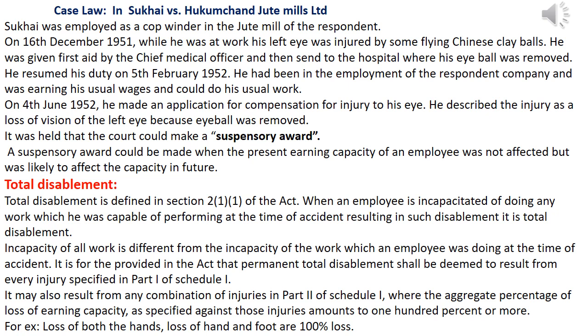So if there is a loss of both the hands, or a loss of one hand and one leg, or some other examples where there is 100% loss and the employee cannot perform his duties to that particular extent, and he may not be able to perform his duties in the future, that kind of disablement is called total disablement.